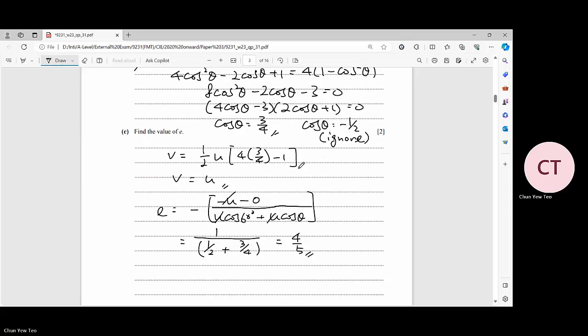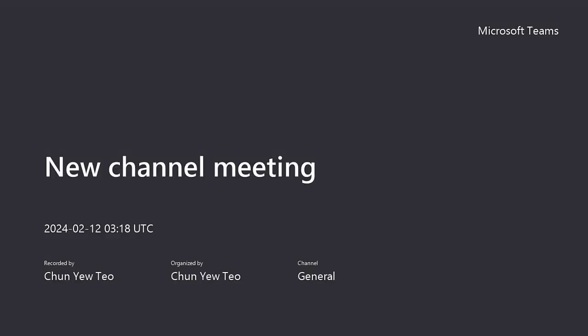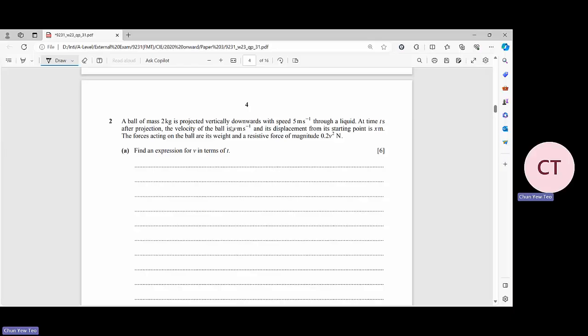Okay, and after that, moving on, we are going for question number 2. A ball of mass 2 kg is projected vertically downward with a speed 5 meters per second through a liquid. At time t seconds after projection, the velocity of the ball is v meters per second and its displacement from its starting point is x meters. The forces acting on the ball are its weight and the resistive force of magnitude 0.2 v squared. Express v in terms of t.